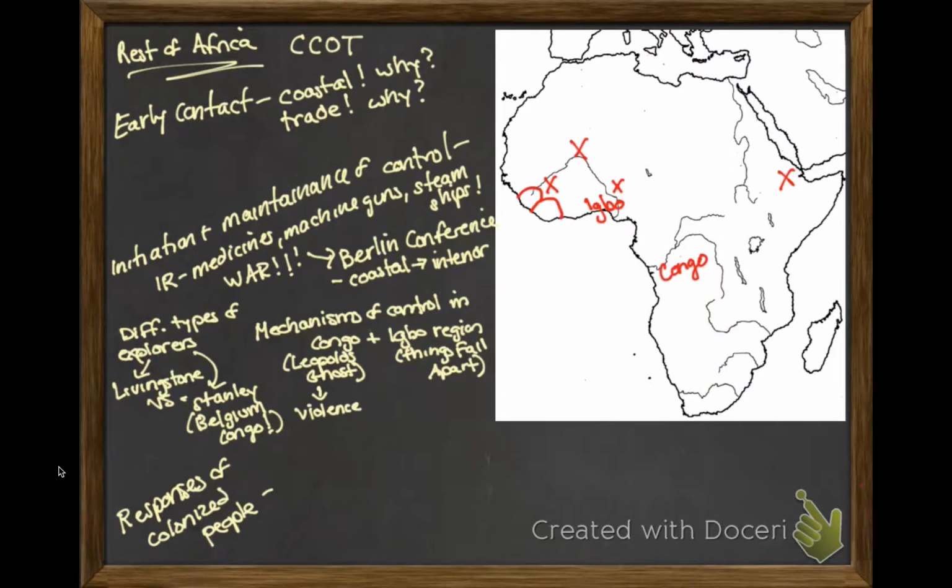So let's start with the Congo. If we look at mechanisms of control being used in Leopold's Ghost by people like Stanley for the Belgian government, particularly King Leopold, we're going to see that it was mostly violence. They had slave plantations, which ironically were called the Free Republic. They were anything but free.